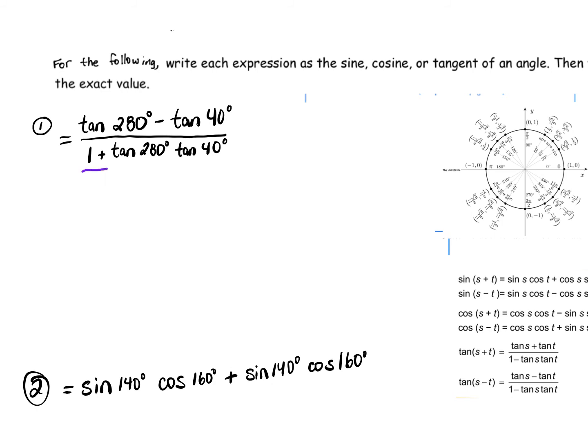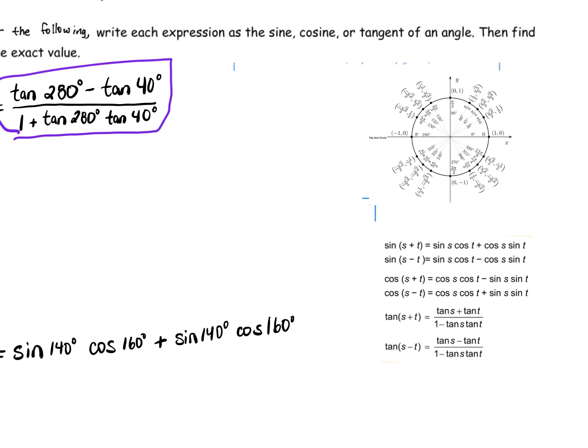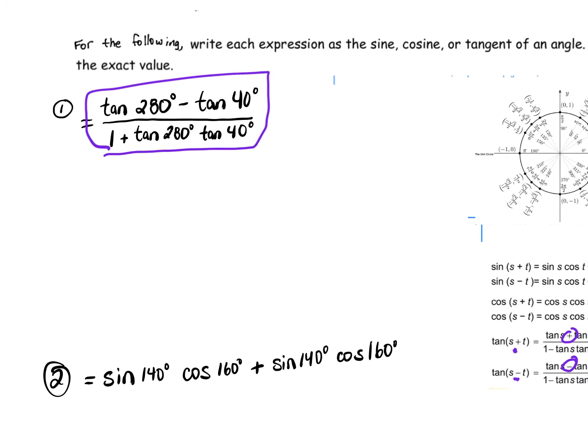So I look here, this is obviously a tangent formula. So I look at my tangent formulas. Is this when we're adding two angles together with a plus sign in the middle here, or is it when we're subtracting two angles with a minus sign? So if you guys notice, this is 280 minus 40. So the angles that they're talking about, it's 280 minus 40, which gives me the angle 240 degrees. So what they're asking for is the tangent of 240 degrees.